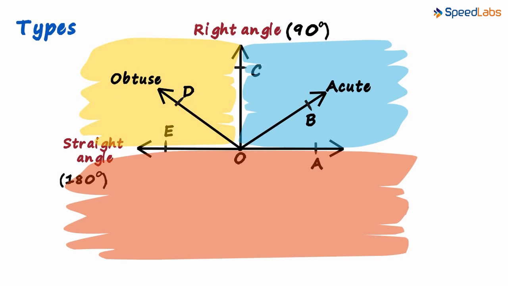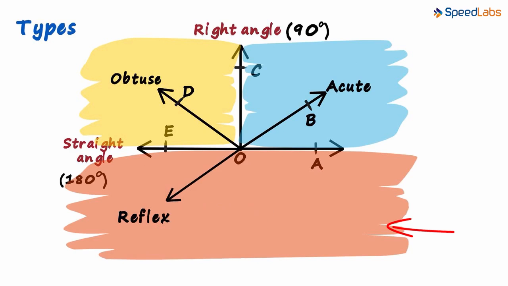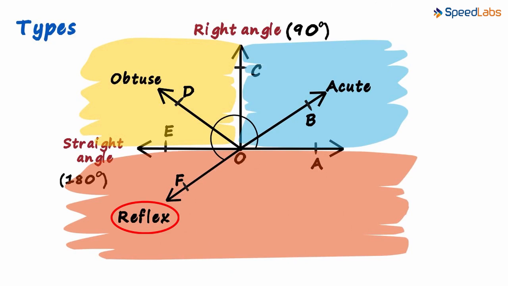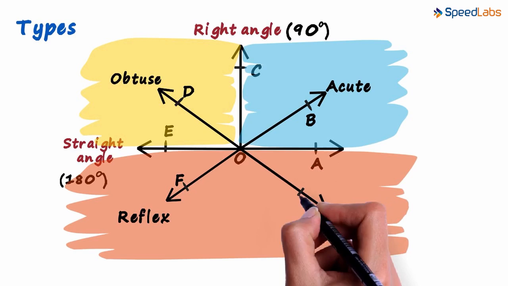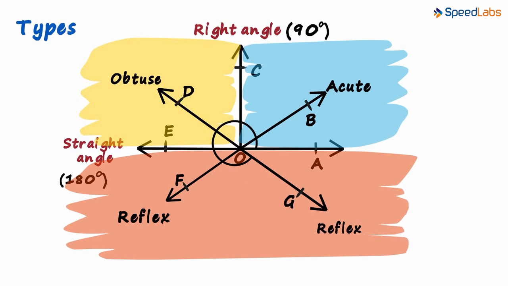And any angle with its terminal arm in this red region is called a reflex angle. So if you have ray OF like this, then this entire angle starting from ray OA will be a reflex angle. So a reflex angle will always be greater than 180 degrees but less than 360 degrees. And if we have ray OG like this, then this big angle too would be a reflex angle.